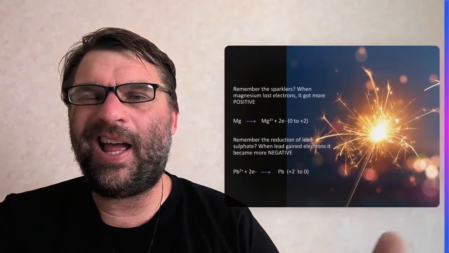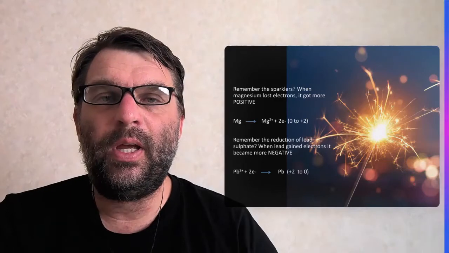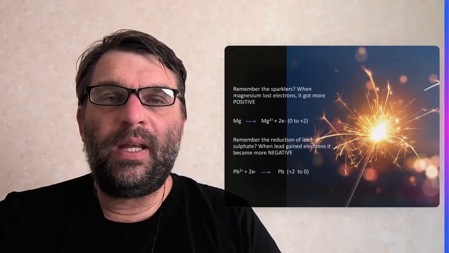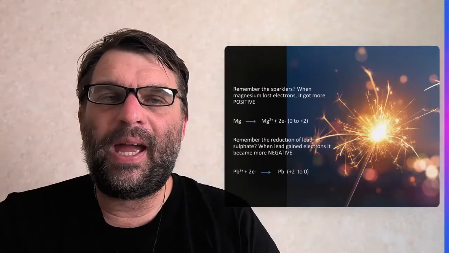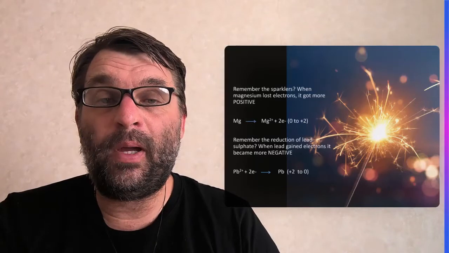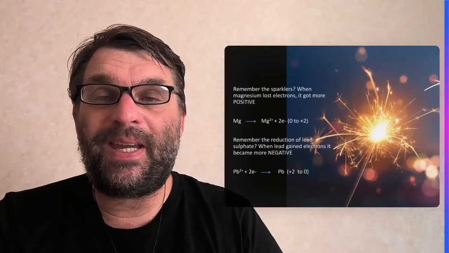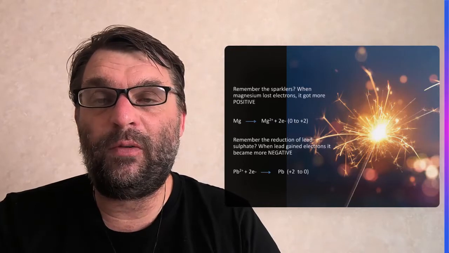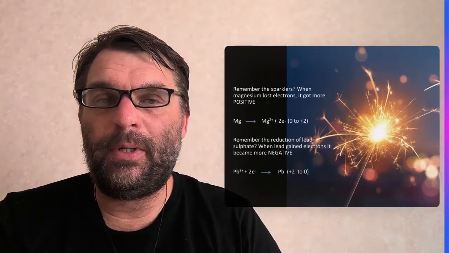So remember right at the start, we were discussing the reaction between magnesium and oxygen in sparklers. And when magnesium lost electrons, the magnesium atom became positive because it became the magnesium cation. Also, remember, in the reduction of lead sulfate, the lead gained electrons, it became more negative. So it went from lead 2+ to lead 0, the element.